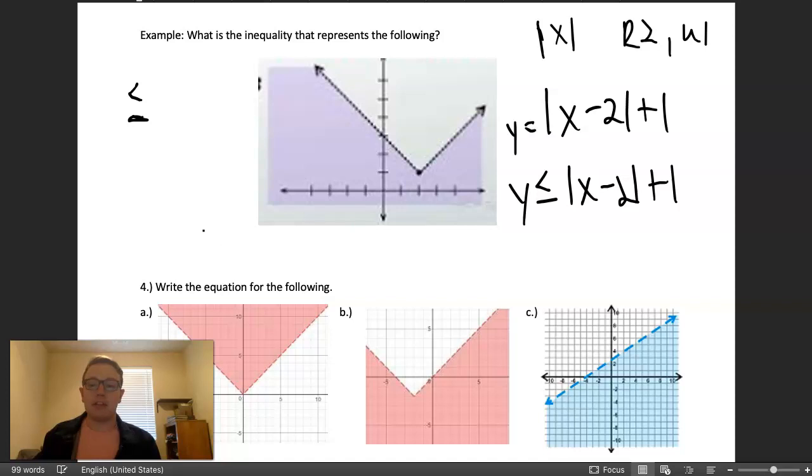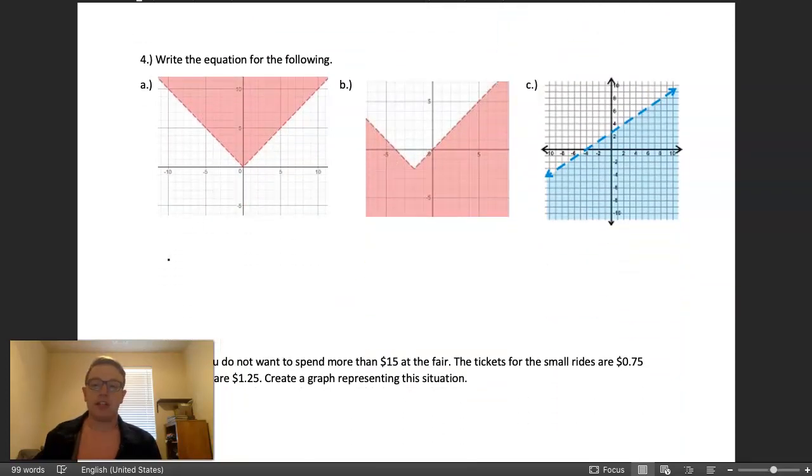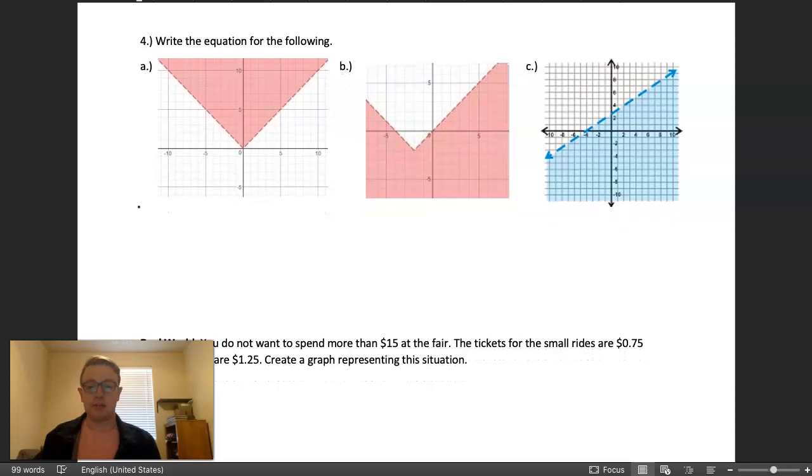Great. We have a little bit more practice here just to make sure we're comfortable with it. For this one, I'm going to leave this for you all to practice on your own. But what about this one? Well, it seems to be an absolute value function. We've moved left 2, and we've moved down 2.